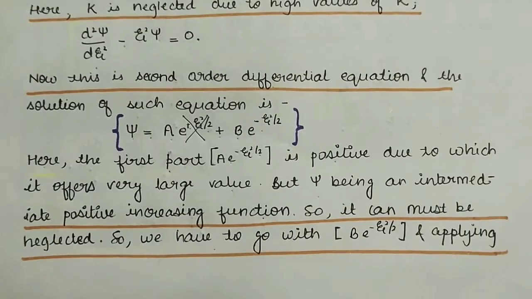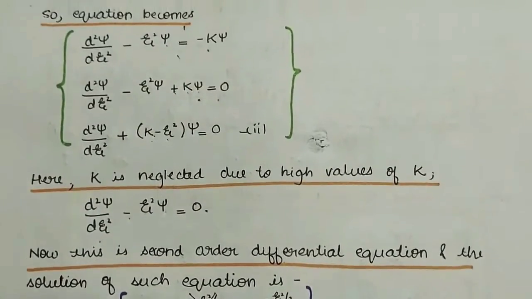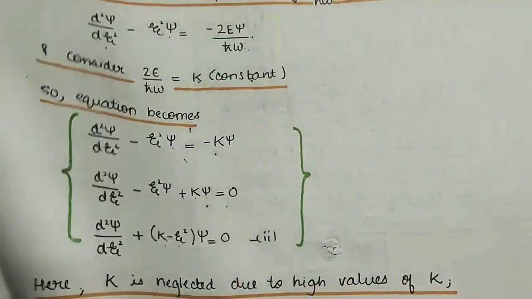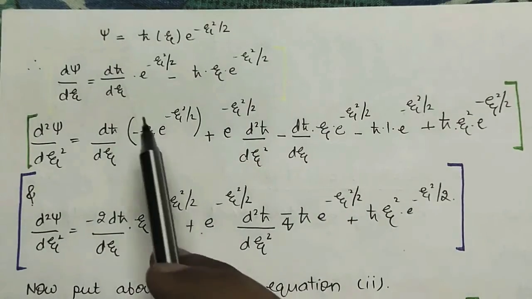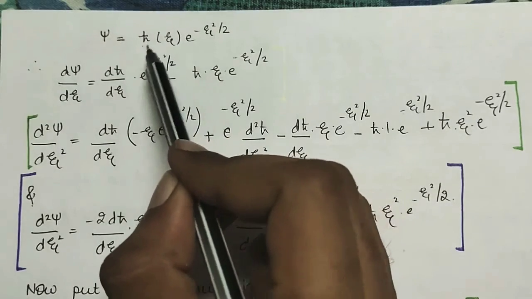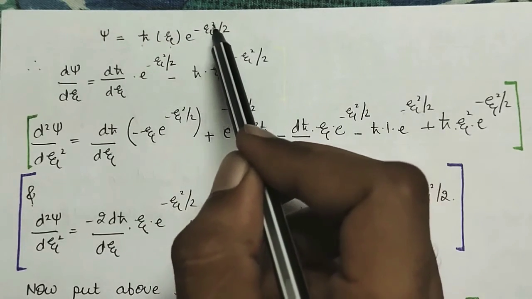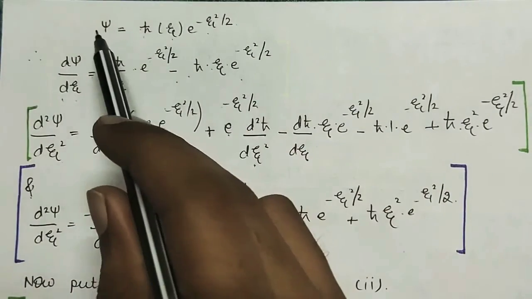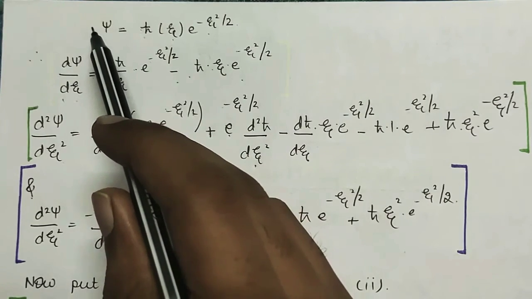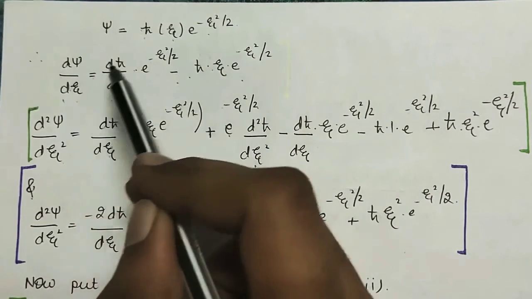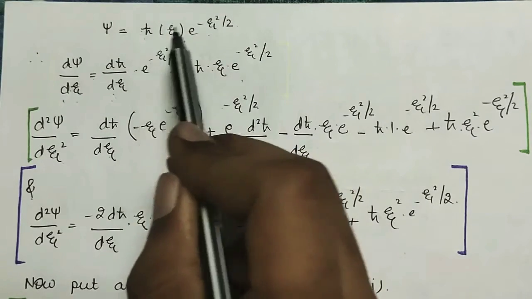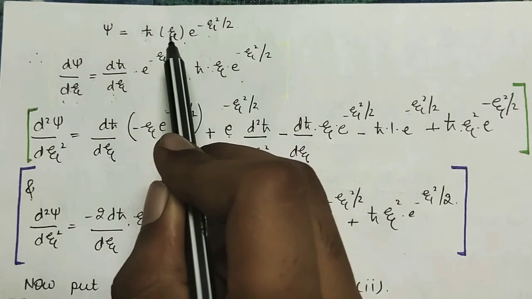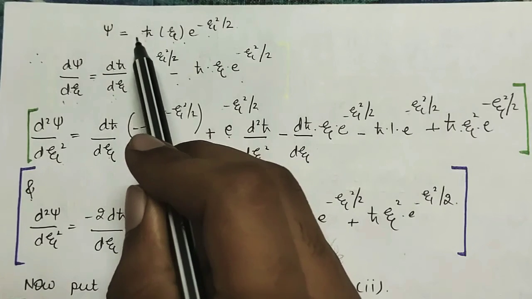Now suppose that the solution of equation 2, this equation, is ψ = h(j) e^(−j²/2). Sorry, this is j. Now differentiating this term with respect to j, we get ∂ψ/∂j. h is a function of j, so here the product rule is applied. First I differentiate this term: h is a function of j, so it simply comes as ∂h/∂j.